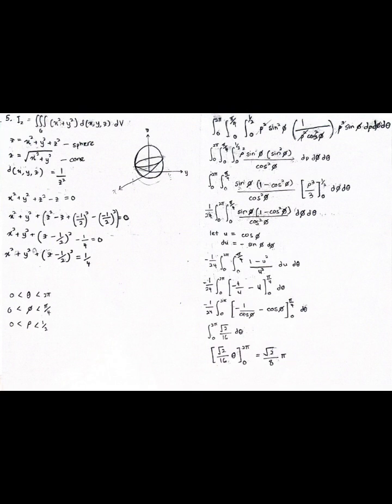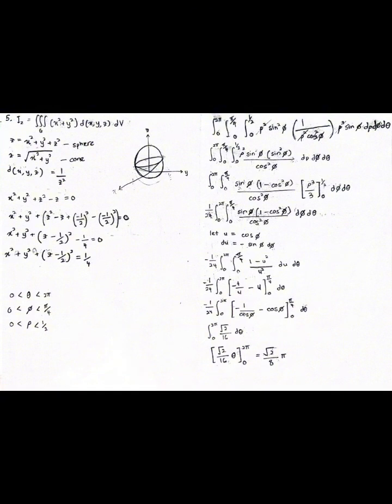Then we simplify the equation first before we integrate, and then we have 2 pi until 0, pi over 4 until 0, 1 over 2 and 0, rho square sine phi sine square phi over cos square phi, with respect to d rho, d phi and d theta. And then we integrate with respect to d rho first, and we have sine phi, 1 minus cos square phi over cos square phi, times 1 over 24.